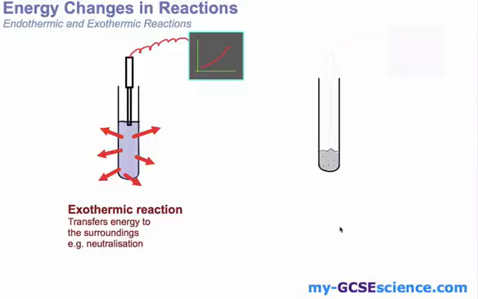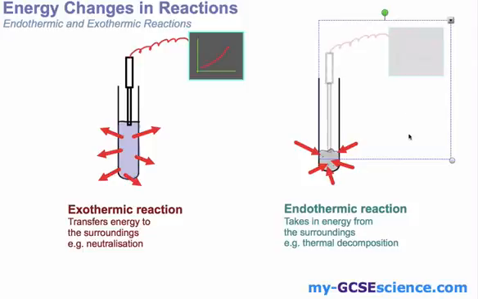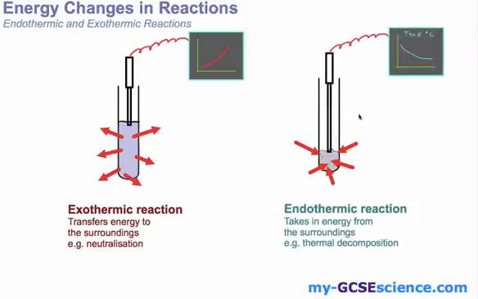Now on the other side of things, we have what's called an endothermic reaction, and this takes in heat energy from the surroundings, and therefore energy goes into the reaction. And if we were to put a temperature sensor here, you would notice that the temperature would actually go down because it's drawing in heat energy from the surroundings.